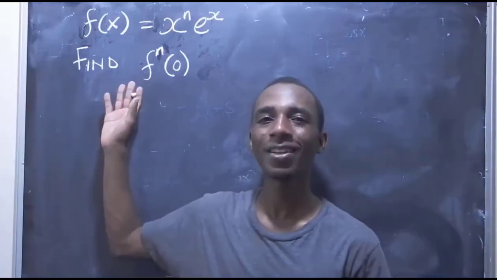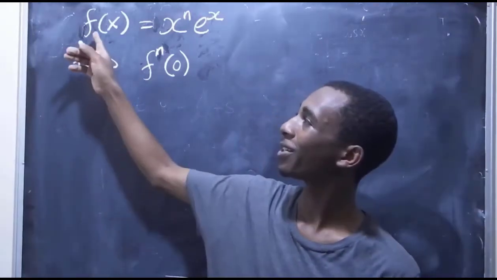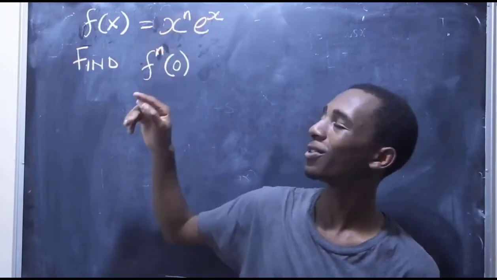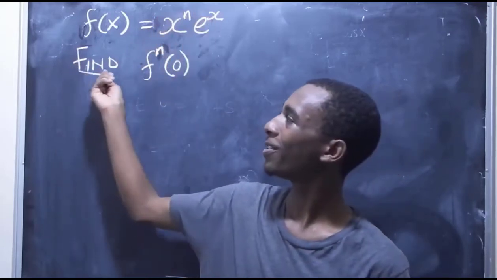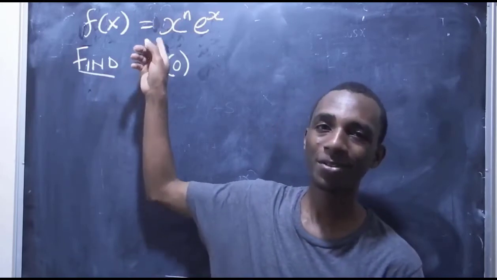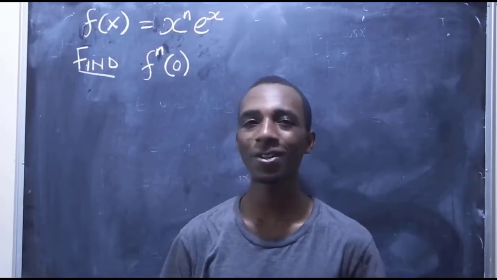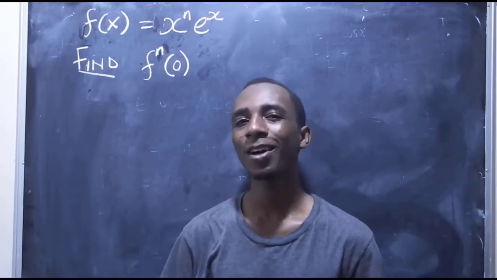Okay, so I'm back with another interesting problem. We have the function f of x equals x to the n times the exponent of x. The goal in this video is to find the nth derivative of this function at x equals 0. So you can pause the video, go ahead and try it, and then you can come back and watch my solution.